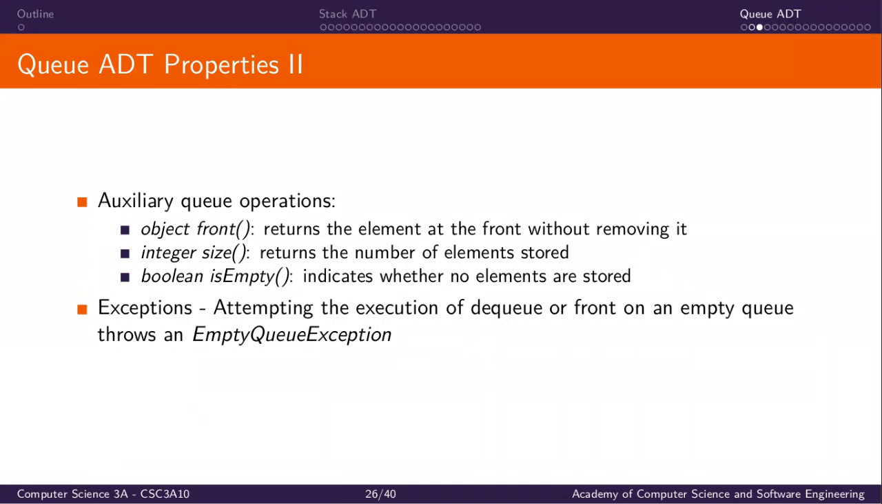We can have an exception if we're trying to dequeue, or remove, or return the element stored at the front. So front on a queue that is empty, we should throw some exception because we can't return something from an empty queue.